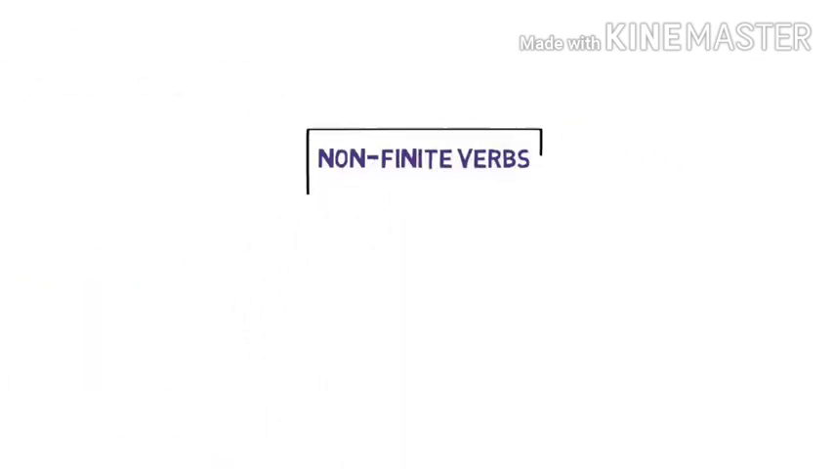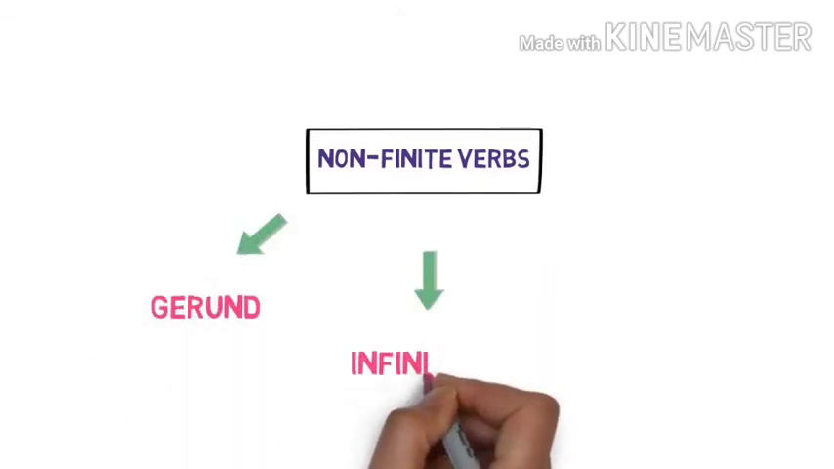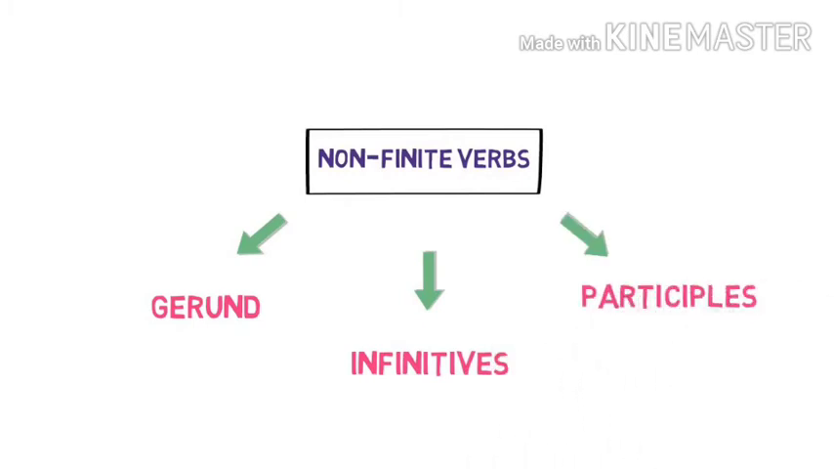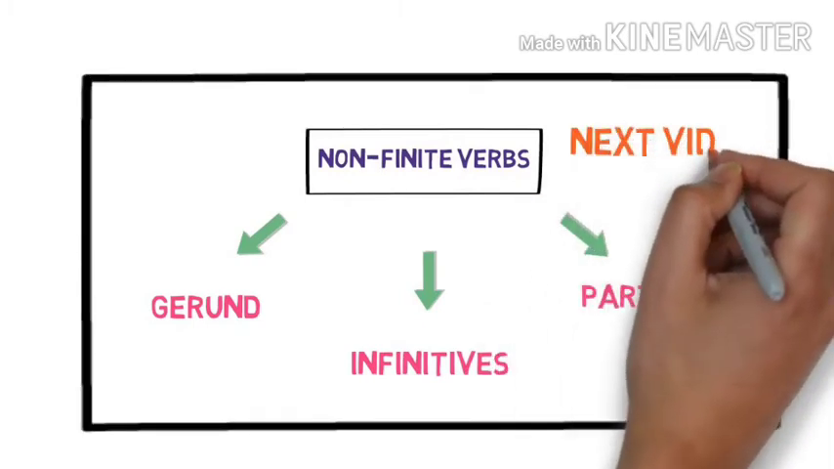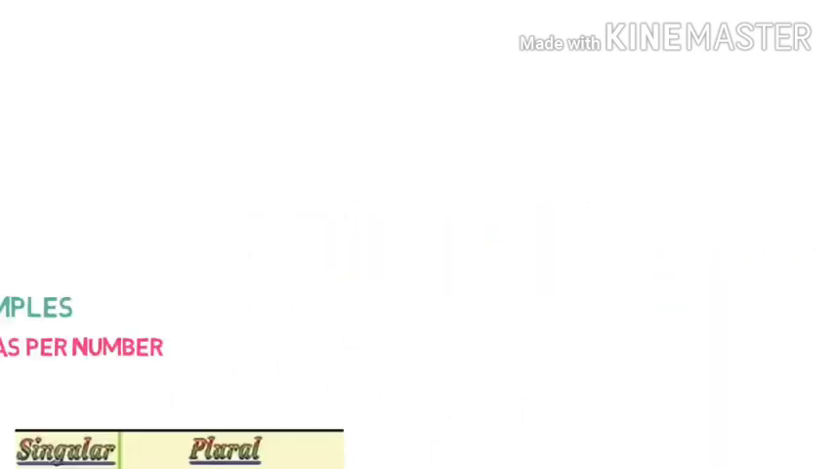Non-finite verbs are further divided into three types: gerund, infinitives, and participles. We will discuss them in our next video. That's all for now. Let's quickly revise what we have learned in this lesson.